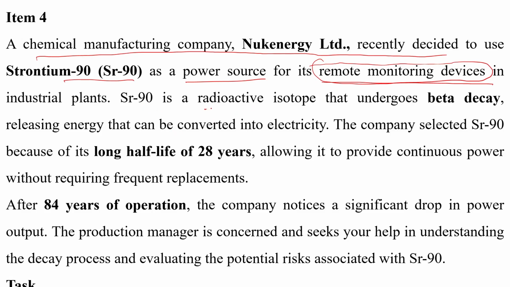Strontium-90 is a radioactive isotope that undergoes beta decay. The item has already guided on this, it is radioactivity directly. The company selected it because of its long half-life of 28 years, so they have also given us the half-life. Then, after 84 years of operation, the company notices a significant drop in power output. So let's look at the tasks.